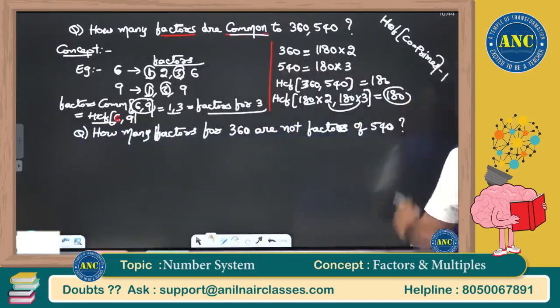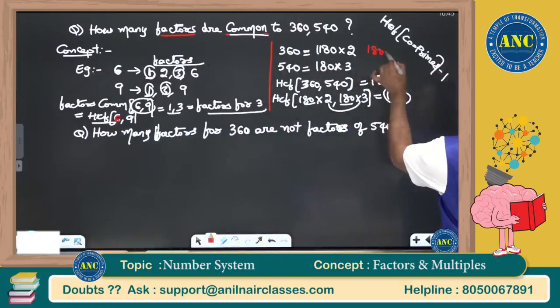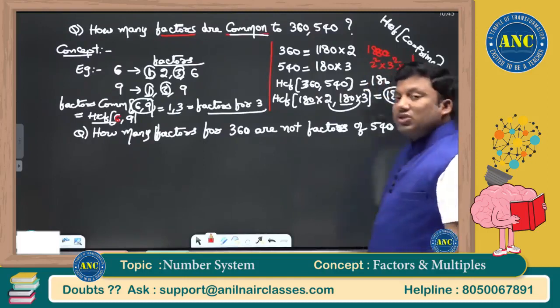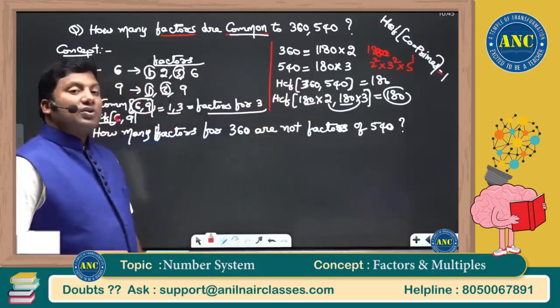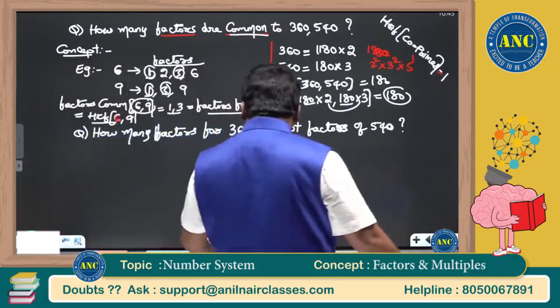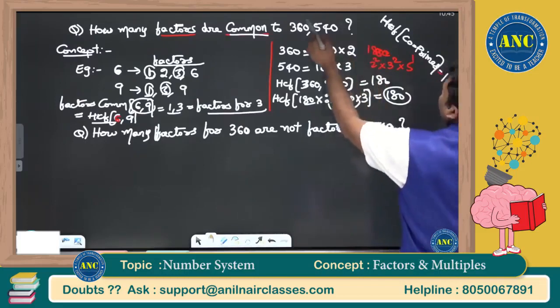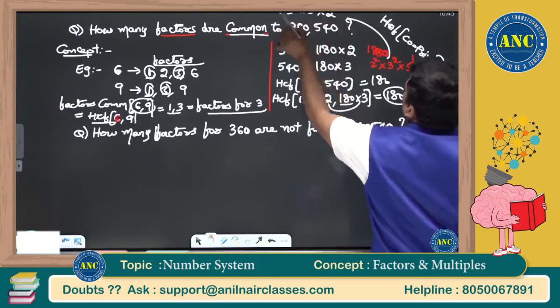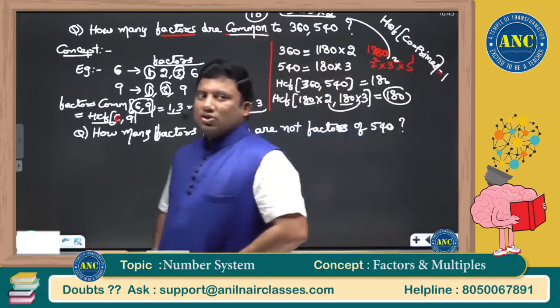So what are the factors of 180? 180 can be written as 2 square into 3 square into 5. Are you all with me? 2 square is 4, 3 square is 9, 5 power 1 is 5; 4 nines are 36, 36 fives are 180. How many factors are there for 180? For 2 square it is 3, for 3 square it is 3, for 5 power 1 it is 2. So 3 into 3 into 2. The answer for this question is 18.